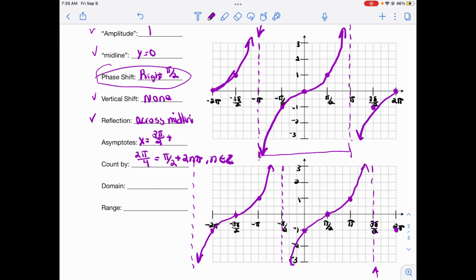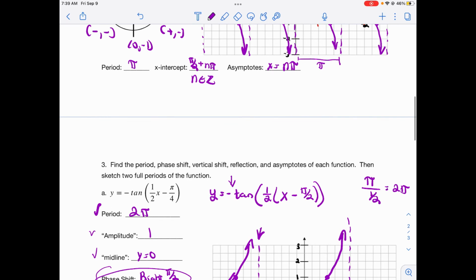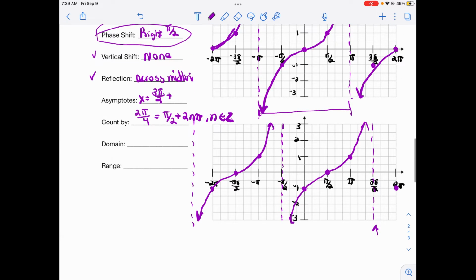Now, if you don't want to write where n is an integer every time, what a lot of students do at the very top of their worksheet is just write n as an element of the integers. And then every time you use n, it's understood to be what you mean. So you don't have to keep writing it every time. Oh, I wrote that in the wrong line. Okay, so that's my equation of my asymptote.